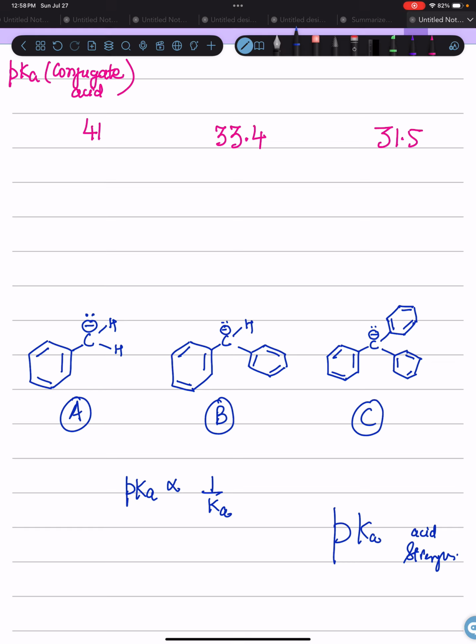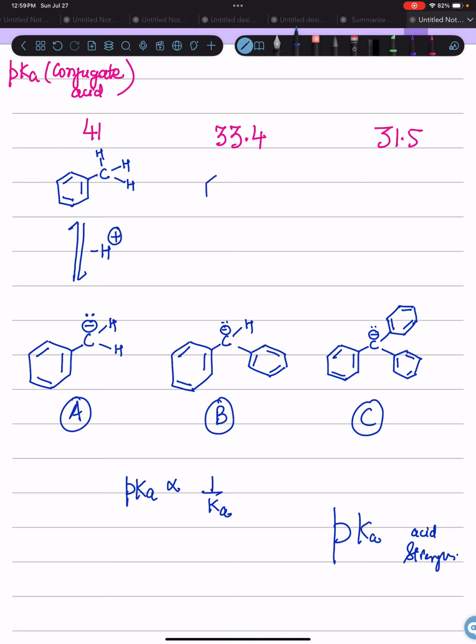Second thing is, since the pKa's are given for the conjugate acids, we should write the conjugate acids for A, B and C and see what is the driving force for the reaction. The conjugate acid and base differ by one proton. So the conjugate acid of A is toluene, which loses a proton to some base and forms A.